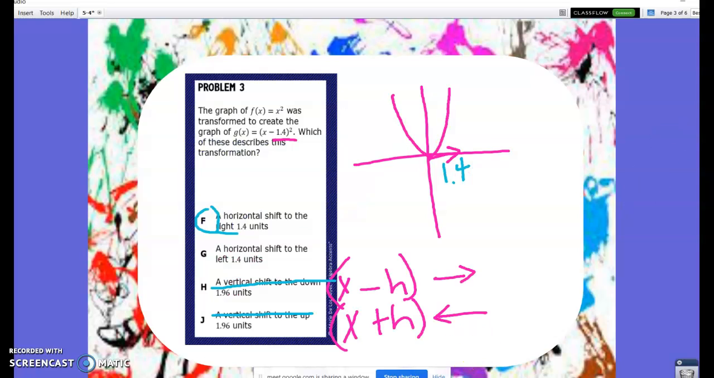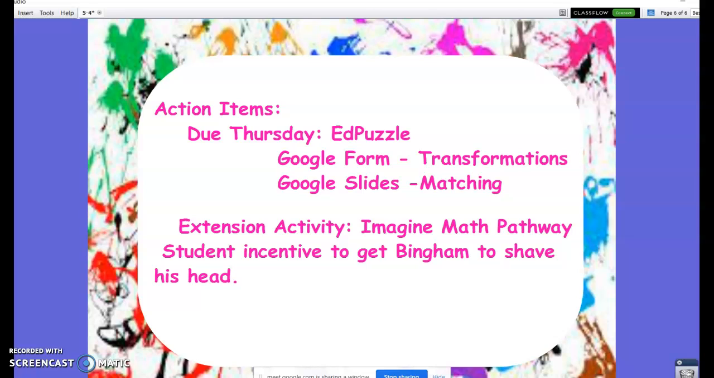Your assignments for the week are the Ed Puzzle, which is the video, the Google form, which I did the first 2 examples with you. I think it's only like 10 questions. And then the Google Slides matching. So that's the drag and drop.